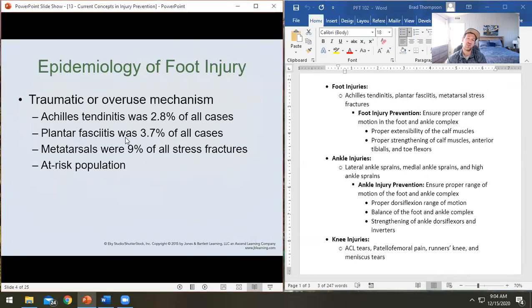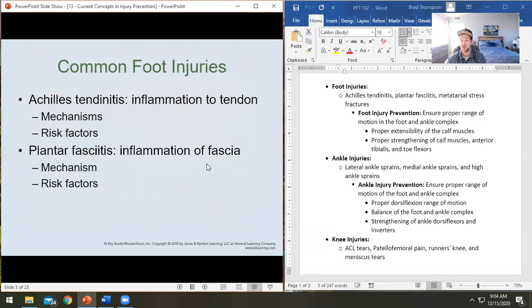All of those are caused by the same thing, which is really just moving the wrong way or improper posture. And so our biggest at-risk populations that we're going to see are people who do not have proper flexibility and strength in the foot, right? So what are these injuries, right?